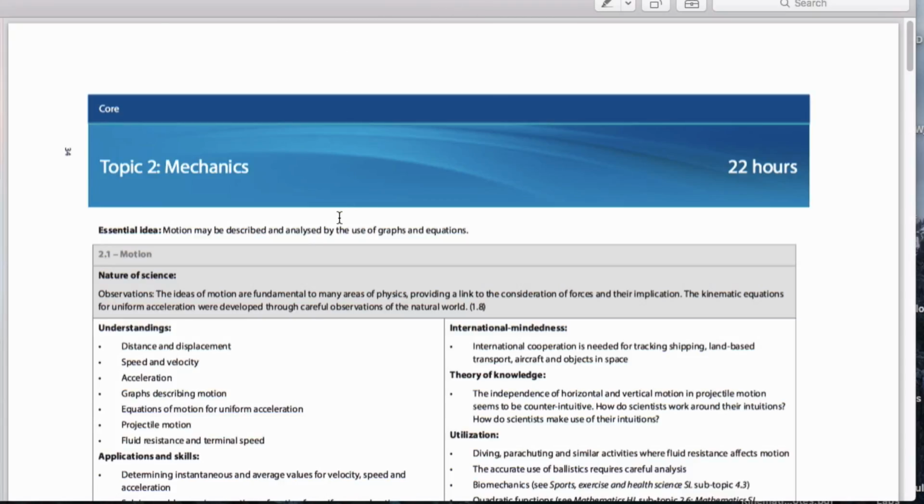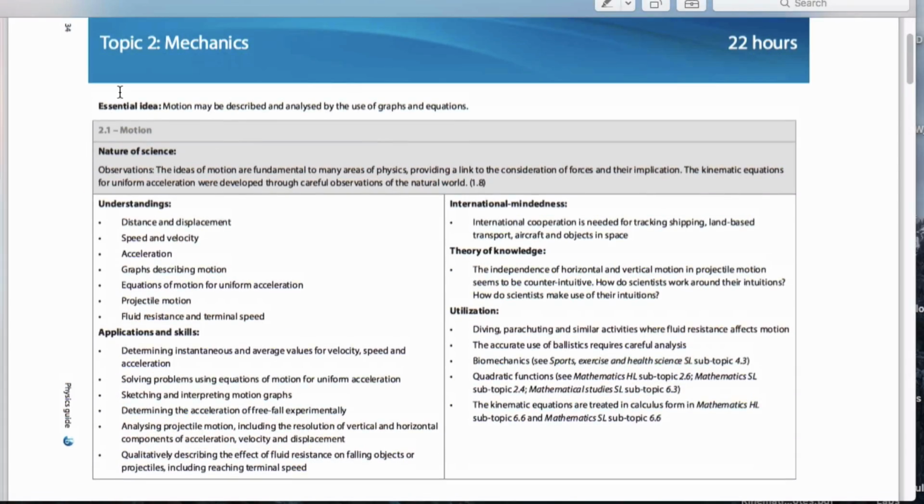Next, the topic that we covered after that, we really spent the bulk of the year covering mechanics, and there are 4 sub-areas of mechanics. We have topic 2.1, which is motion. Motion, topic 2.1, is the thing that we really dug into and reviewed in class today.